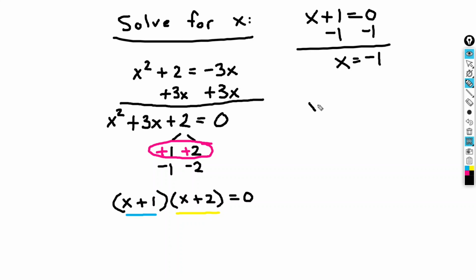I'm also going to set x plus 2 equal to 0. And I'm going to subtract 2 from both sides. And I'm going to get x equals -2. So this parabola will cross the x-axis at x equals -1 and x equals -2.